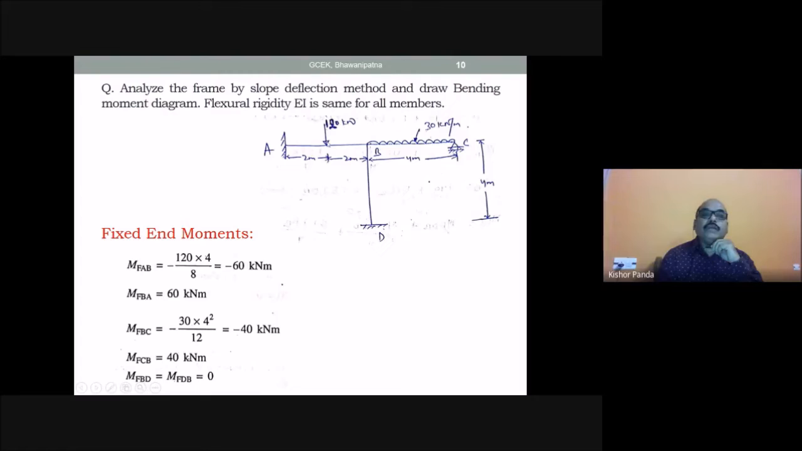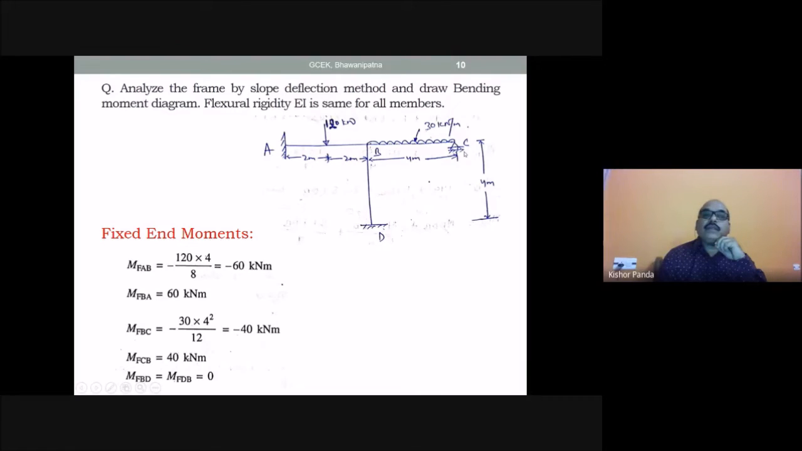MFAB, because the load is present at the midpoint of the span AB. So what is the fixed end moment AB? Minus WL by 8, minus 120 into 4 by 8. So this is equal to minus 60 kilonewton meter. Then what is the fixed end moment MFBA? MFBA is equal to plus 60 kilonewton meter.